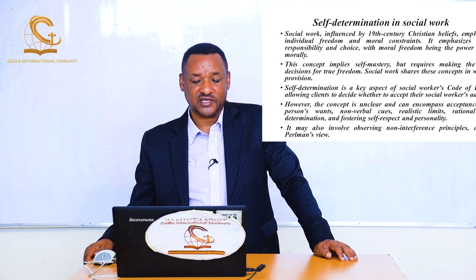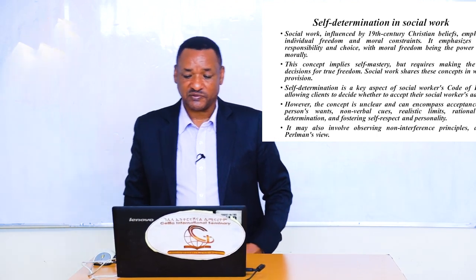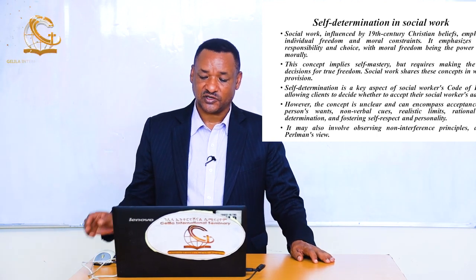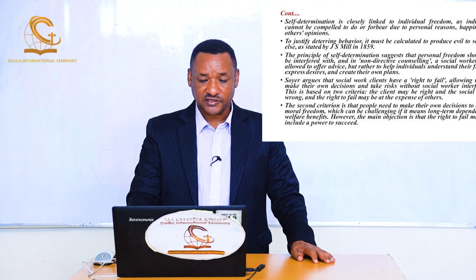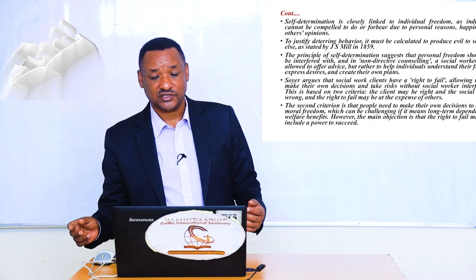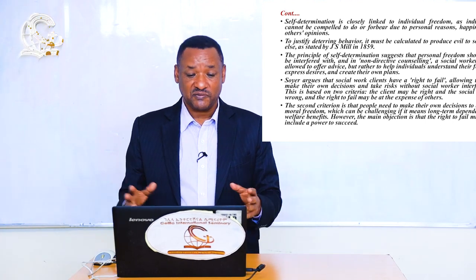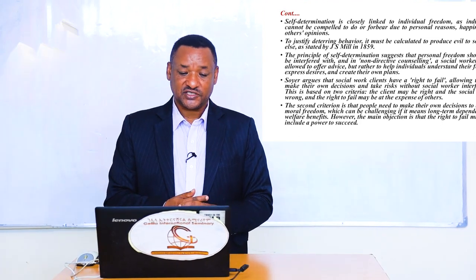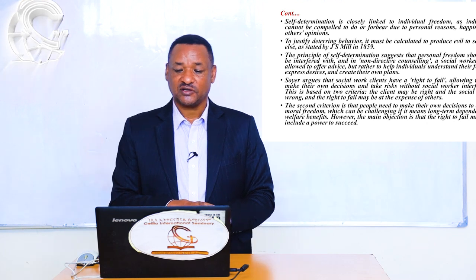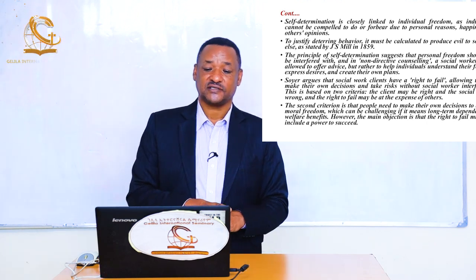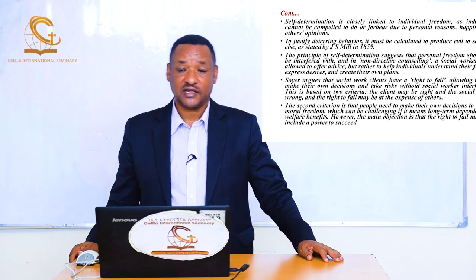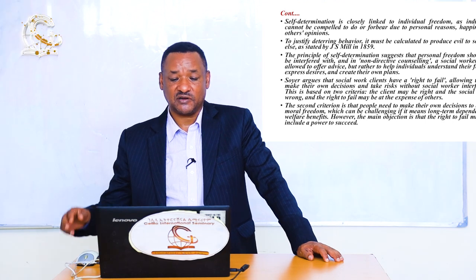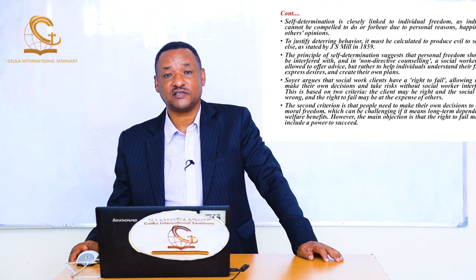This is called self-determination. Self-determination is a key aspect of the social worker's code of ethics, allowing clients to decide whether to accept their social worker's advice. This self-determination is closely linked with individual freedom, as individuals cannot be compelled to do or forbidden from doing things for personal reasons, happiness, or other opinions. To justify deterring behavior, it must be calculated to prevent harm to someone else, as stated by one of the researchers in 1859. So the principles of self-determination suggest that personal freedom should not be interfered with, hence non-directive counseling.